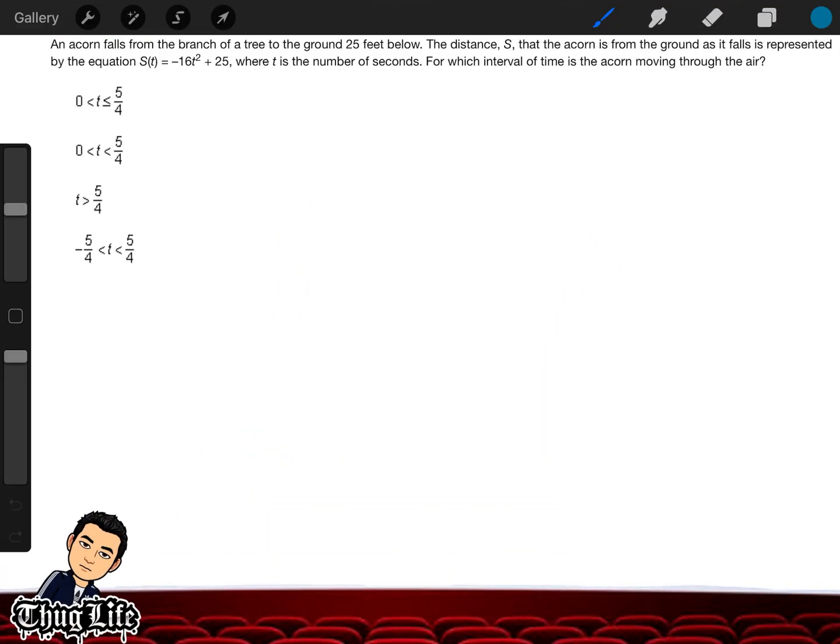So let's look at the next one. The equation they're going to give you is right here. Okay, so we're going to rewrite this. S of t is equal to negative 16t squared plus 25. That's the distance. Next thing you want to do is understand that when we say moving through the air, it means that it's going to leave the ground.